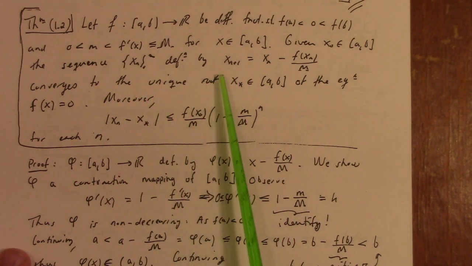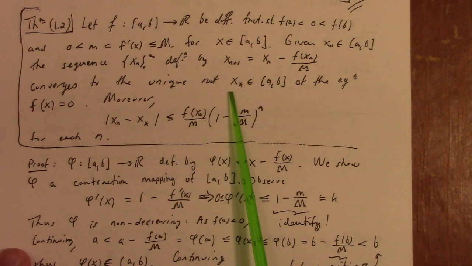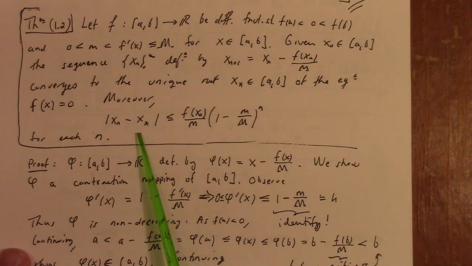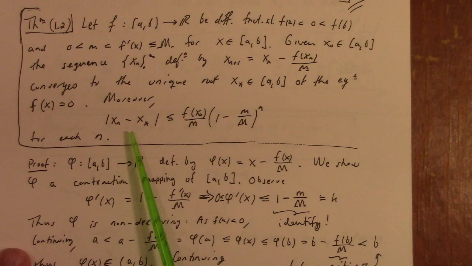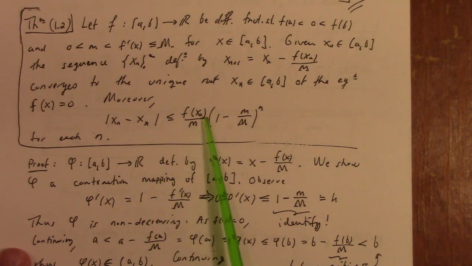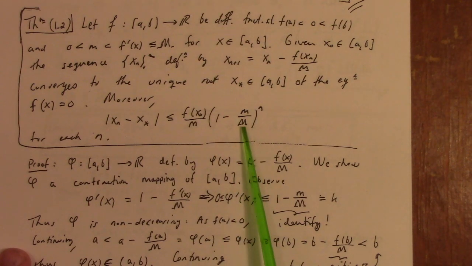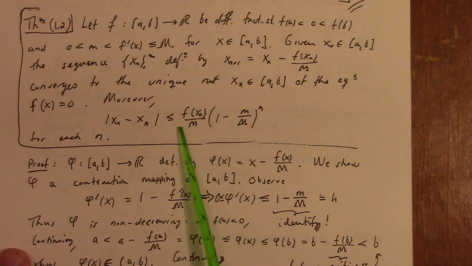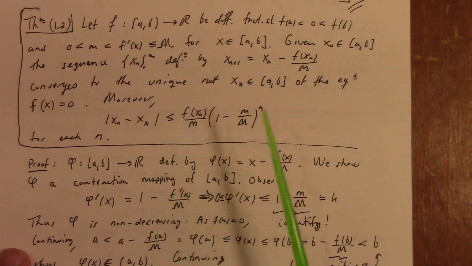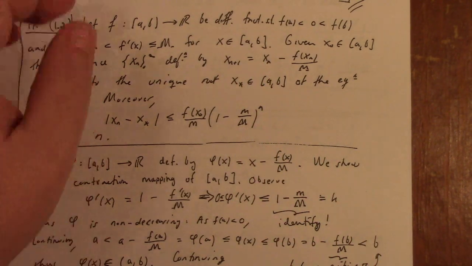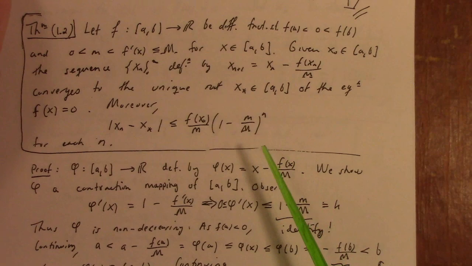But anyway, so it converges to the unique root x star in [a, b] of the equation f of x equal to 0. Moreover, here's a bound on the error of that iterate. Your error is at most your initial guess error divided by little m, times (1 minus m over M) to the n. This is an upper bound on the error of your iteration. That's pretty cool.